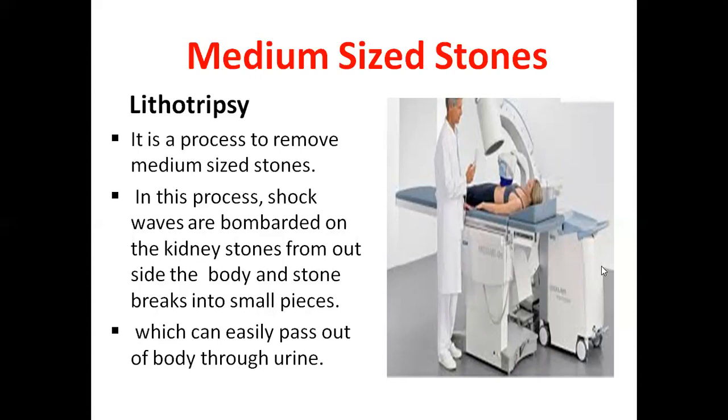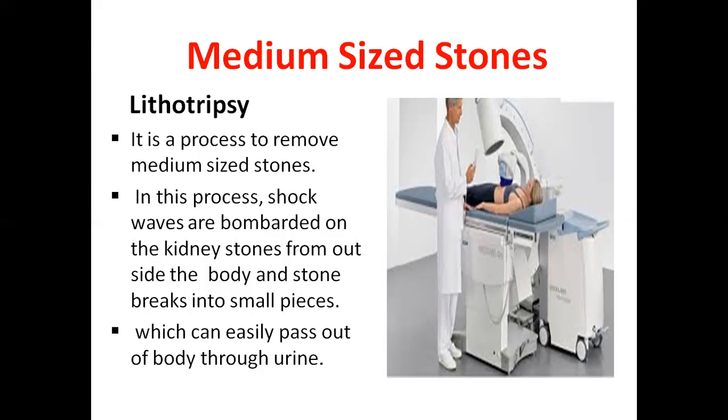This is a lithotripter. The machine or device used to do the process of lithotripsy is termed a lithotripter. So here you can see this lithotripter, and the patient is lying over here. As I have mentioned, shock waves are bombarded from outside the body onto the kidney stones. These shock waves break the stones into smaller sizes, and these smaller stones are now able to move out of the kidney through urine.